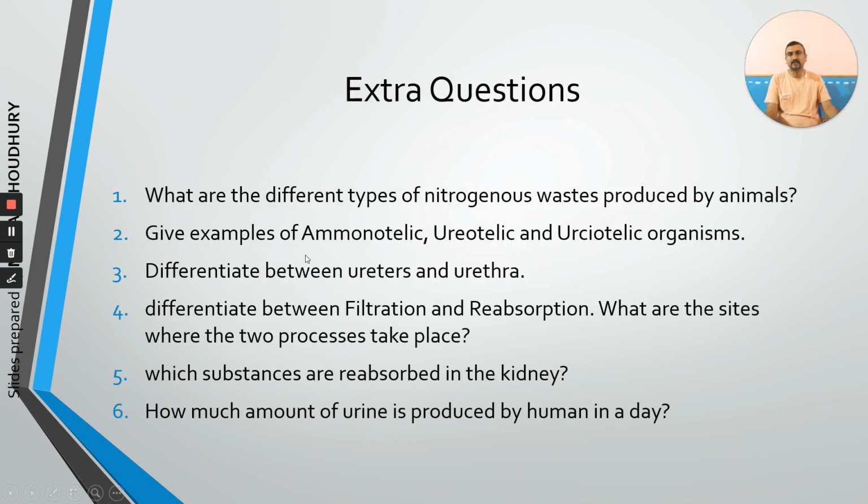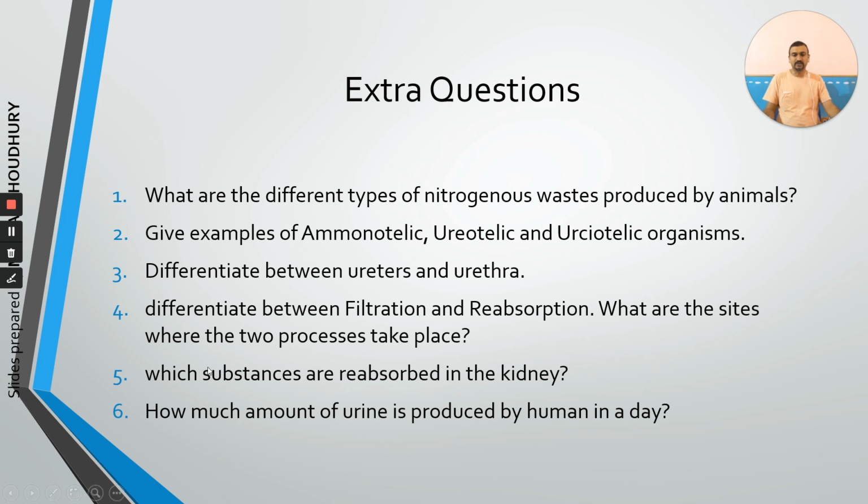Some extra questions that we think of are the different types of nitrogenous waste produced by animals, that is ammonia, urea, and uric acid. Examples of organisms which are ammonotelic, ureotelic, or uricotelic. Differences between ureters and urethra. Very simple question as such. Difference between filtration and reabsorption process. Very, very important question. What is filtration? What is reabsorption? The two main processes taking place in the kidney. Where they take place, their site as such, and what is reabsorbed in the kidney.